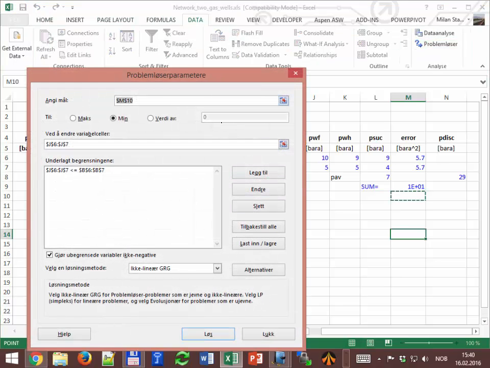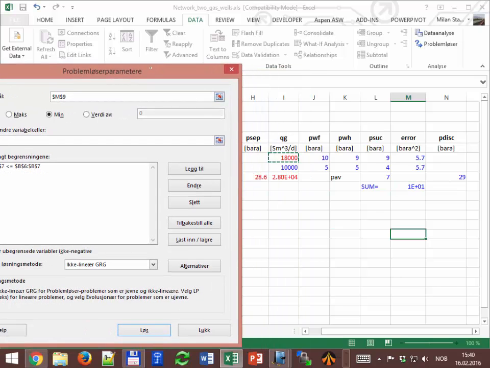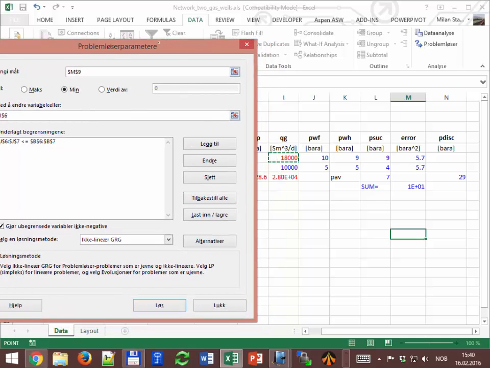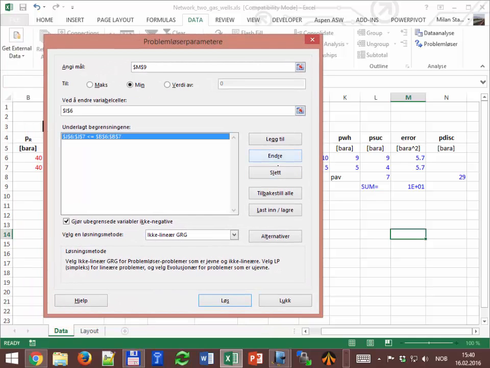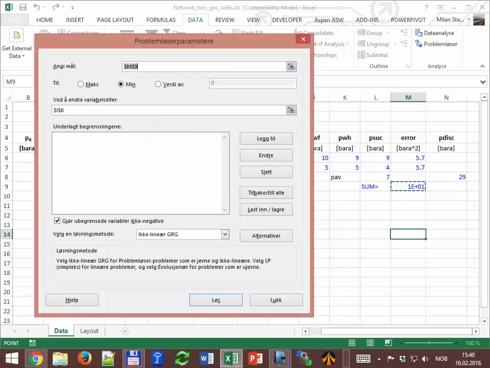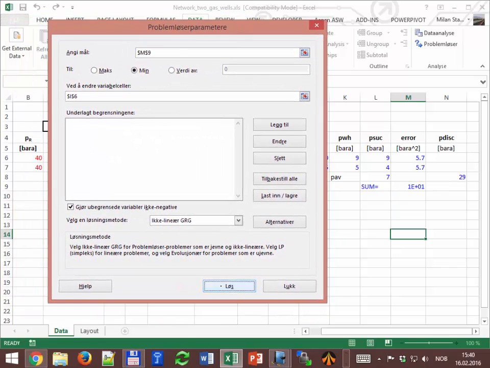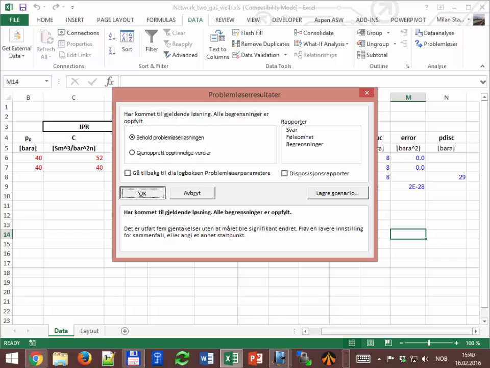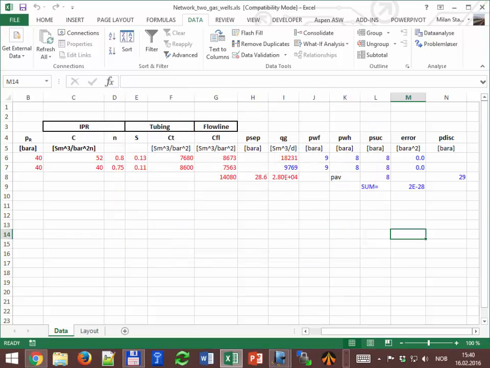So I say, solver, please take this cell to a minimum. That works for me. By changing just the rate of well 1, the rate of well 2 would change automatically. Okay, it works. We are still producing the same rate, which tells you that the initial guess was very good. We assumed 18,000, and actually we're producing 18,200. And now the pre-suction is equal.